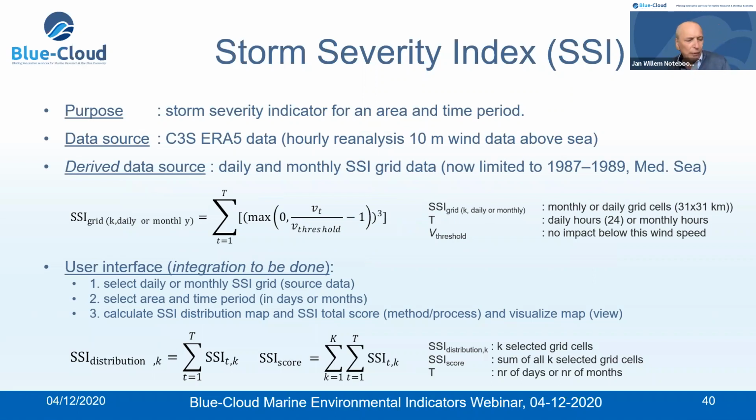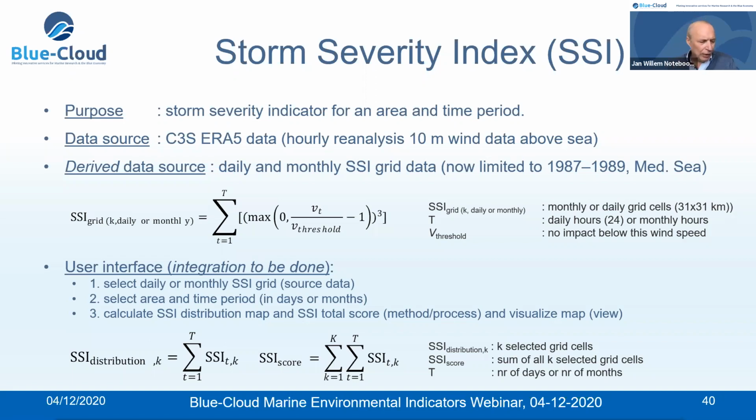This storm severity indicator is provided for an area or time period. This can be a small time or area for an individual storm, but you can also calculate it for a very long period across, for example, the entire Mediterranean Sea. The data source we use is Copernicus ERA5 data. It's actually the 10-minute wind reanalysis data.